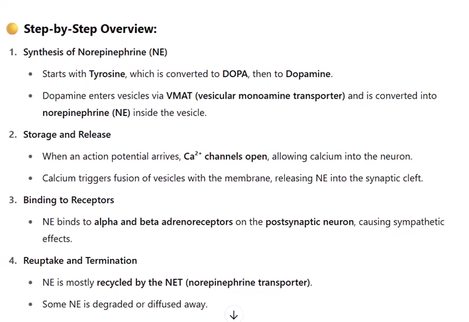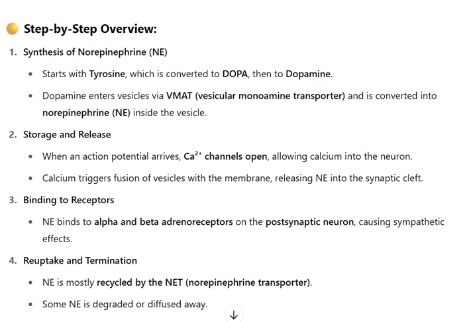Step-by-step overview. 1. Synthesis of norepinephrine, NE, starts with tyrosine, which is converted to DOPA, then to dopamine. Dopamine enters vesicles via VMAT, vesicular monoamine transporter, and is converted into norepinephrine, NE, inside the vesicle.